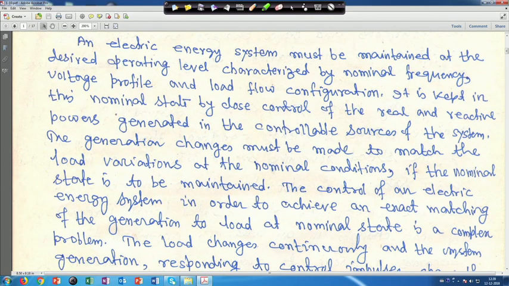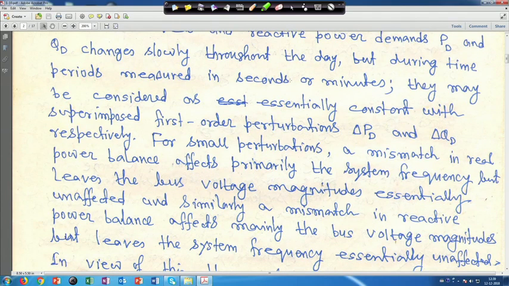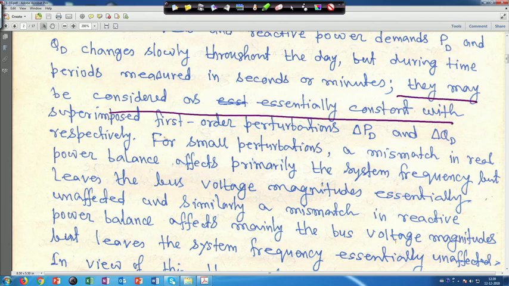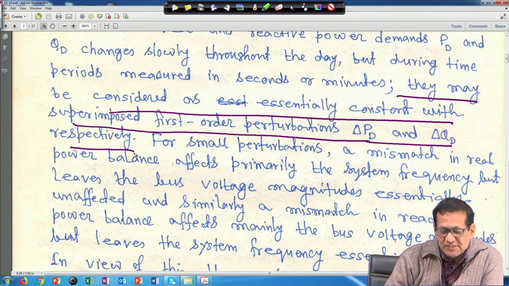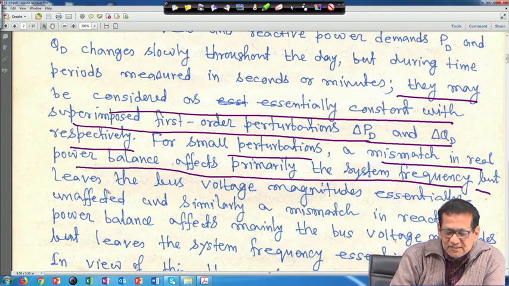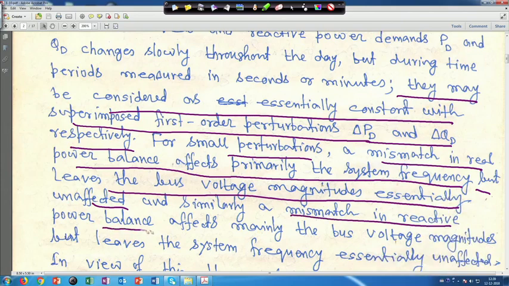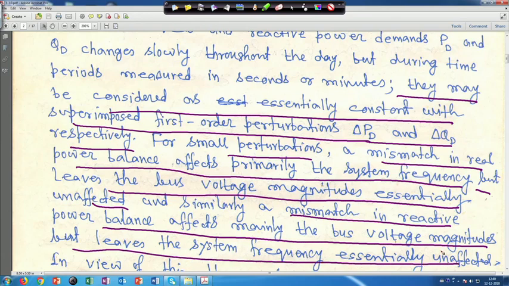The generation, so what happened is that the load changes continuously, as I told you. They may be considered as essentially constant with superimposed first order perturbations delta P d and delta Q d respectively. For a small mismatch, a small perturbation, a mismatch in real power balance affects primarily system frequency, but leaves the bus voltage magnitude essentially unaffected. Similarly, a mismatch in reactive power balance affects mainly the bus voltage magnitude, but leaves the system frequency essentially unaffected.